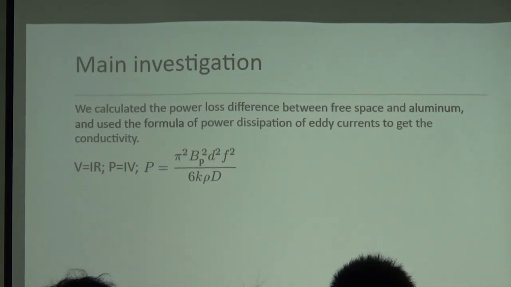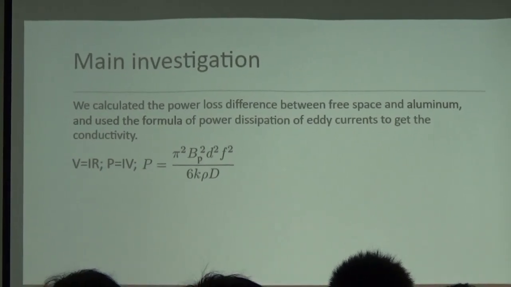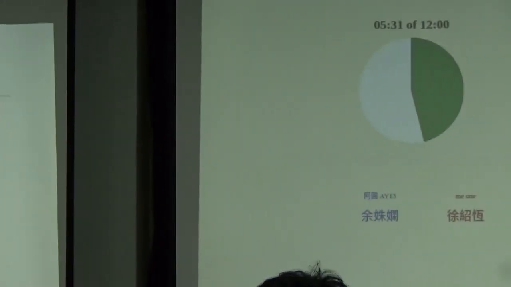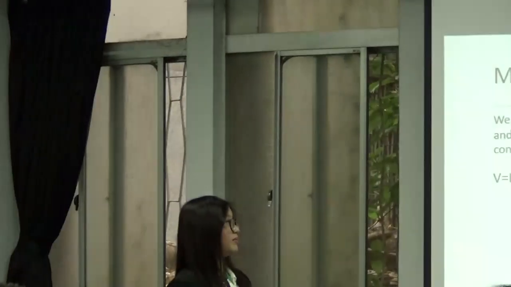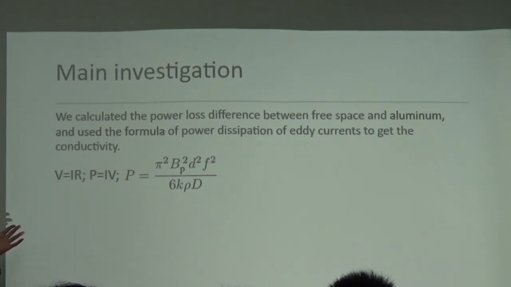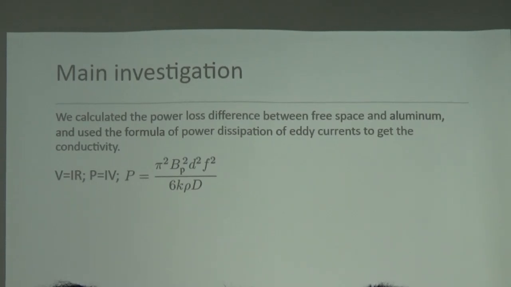This is our main investigation. We want to calculate the power loss difference between free space and aluminum, and use the formula of power dissipation of eddy currents to get conductivity. For the power loss difference between free space and aluminum, we use E equals IR and P equals IL. And for the power dissipation of eddy currents, we use the formula that we just mentioned.